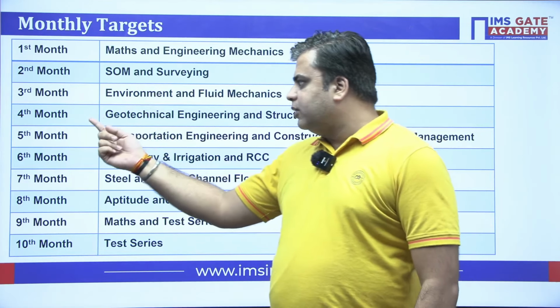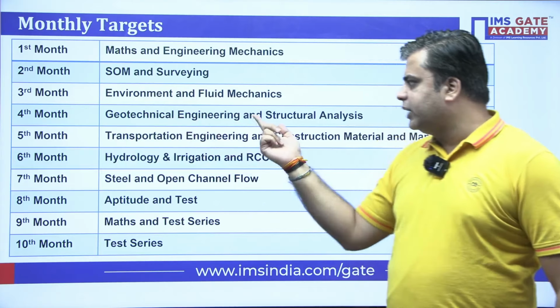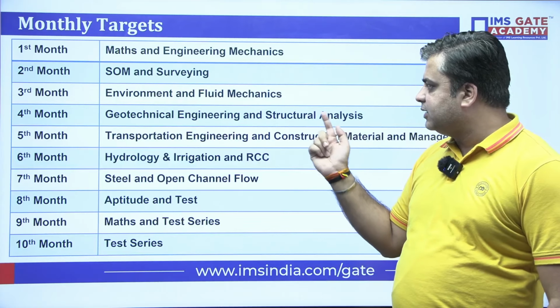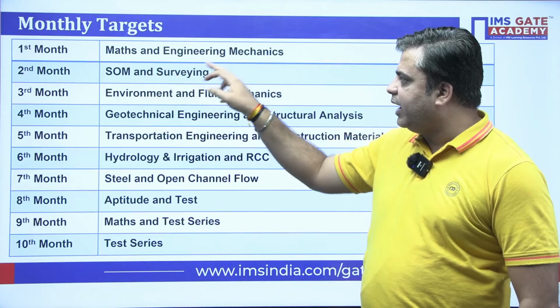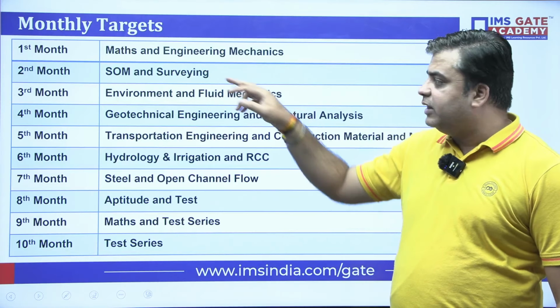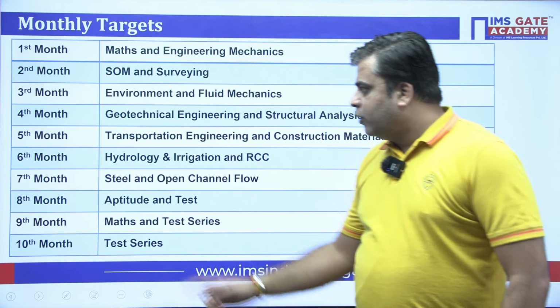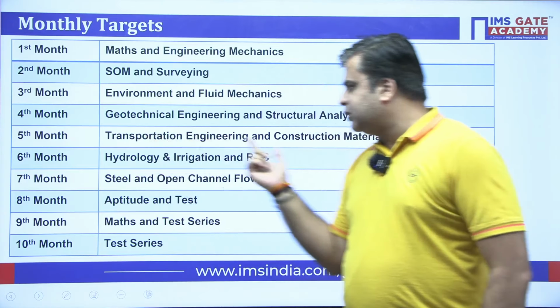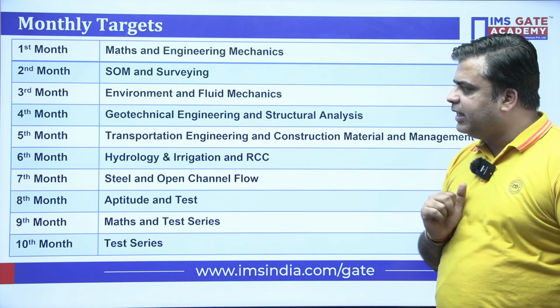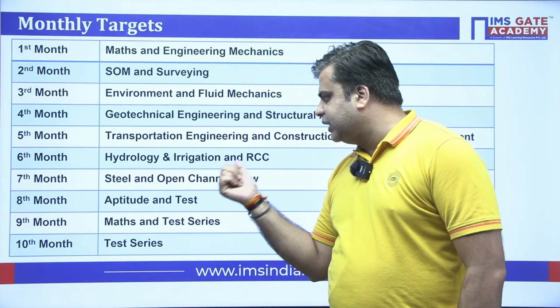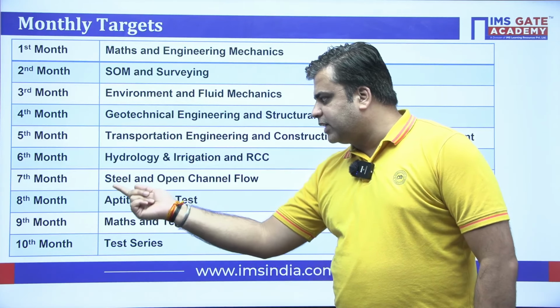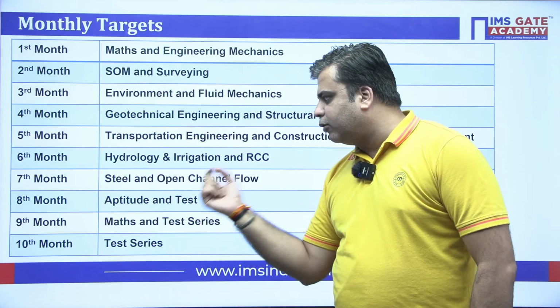For the fourth month, you can read geotechnical engineering and structural analysis. The reason is, for structural analysis, so much engineering mechanics is required and you have already finished it in the first and second months. For the fifth month, you can go for transportation engineering and construction material and management. For the sixth month, go for hydrology, irrigation and RCC. For the seventh, you go for steel and open channel flow.